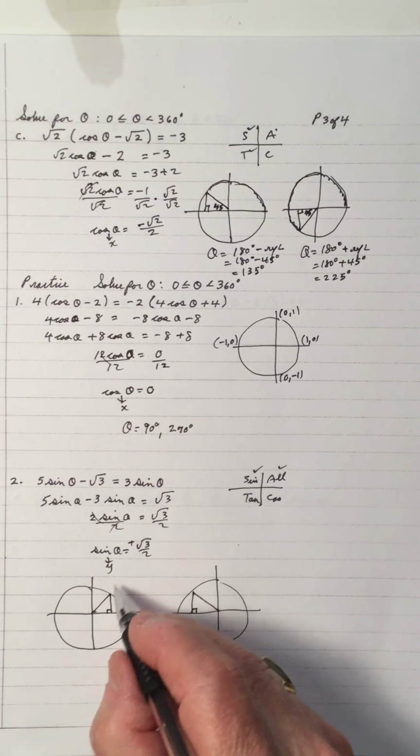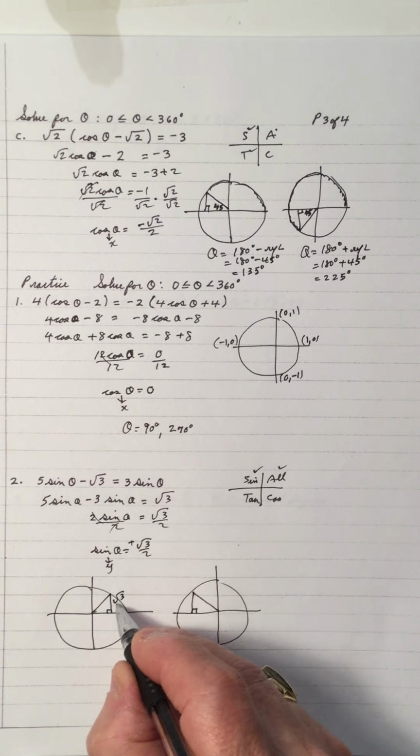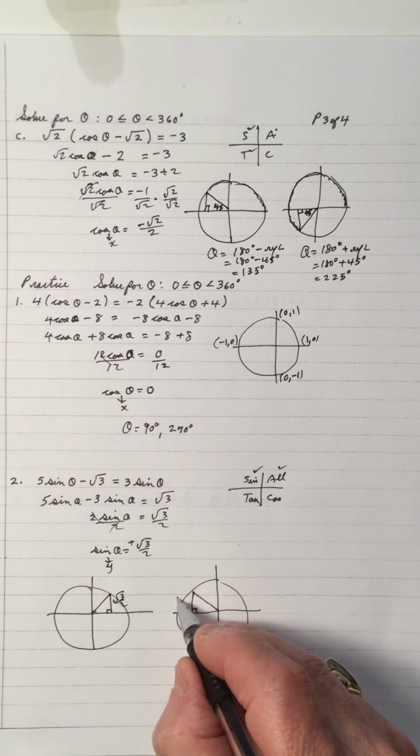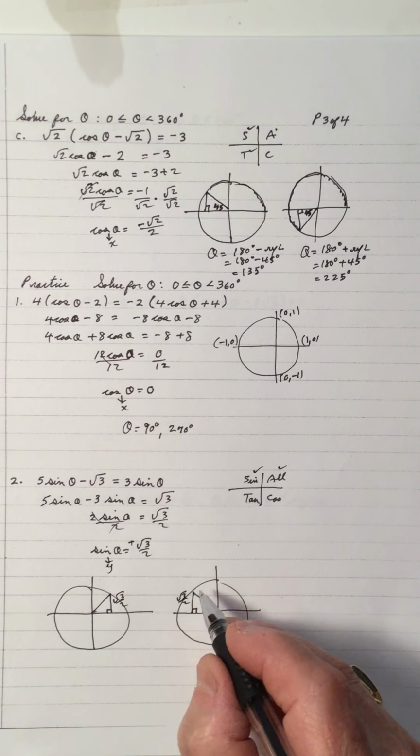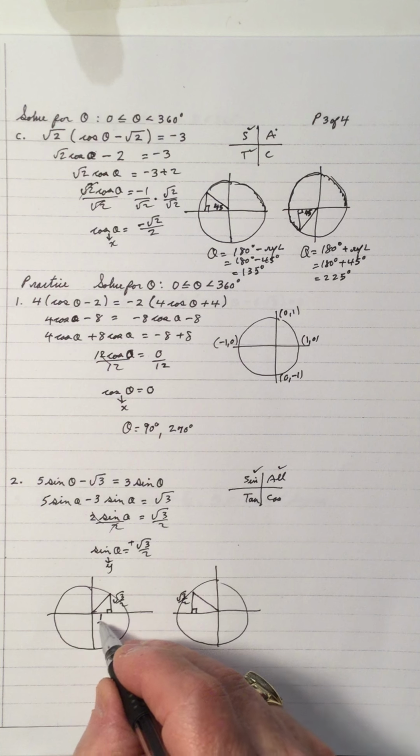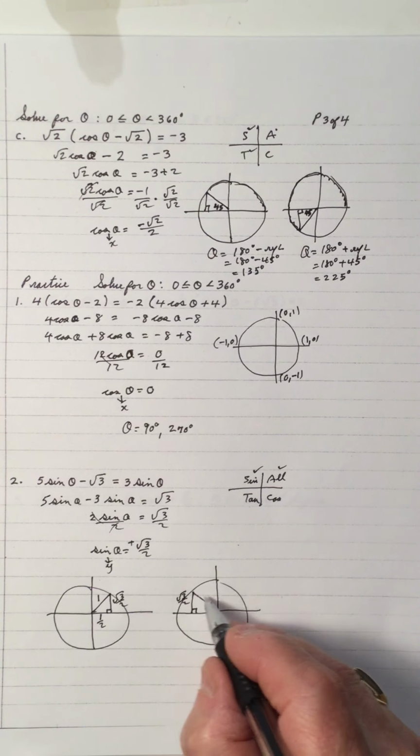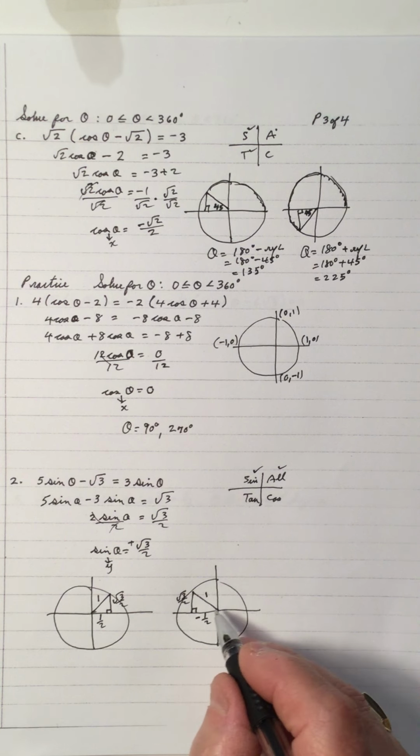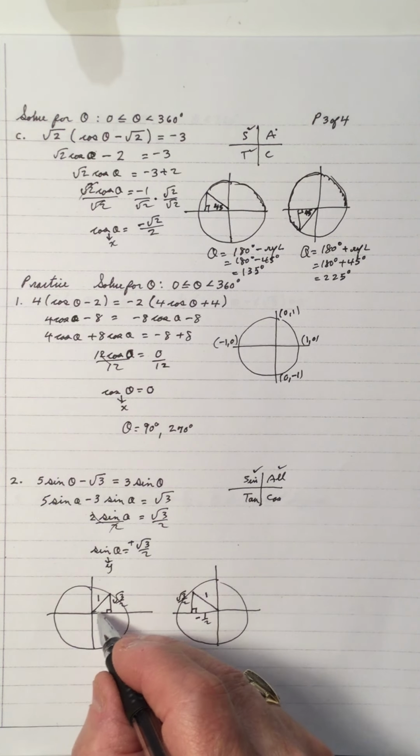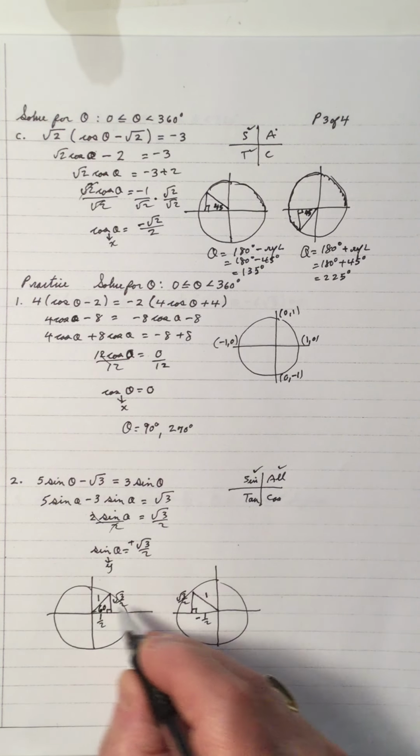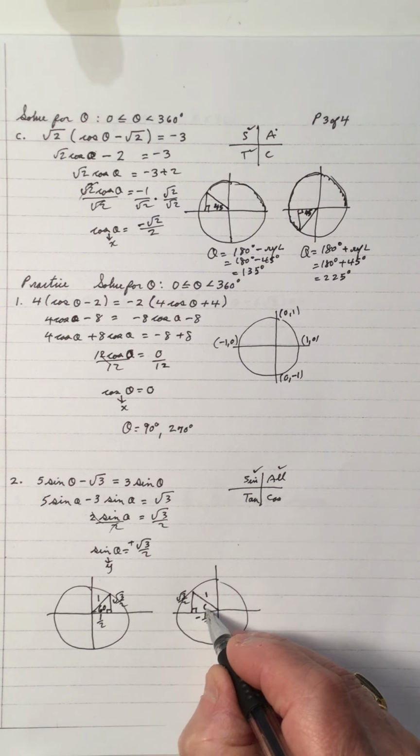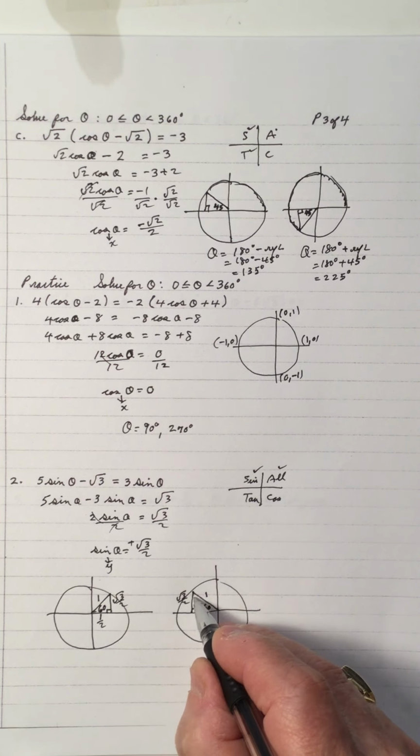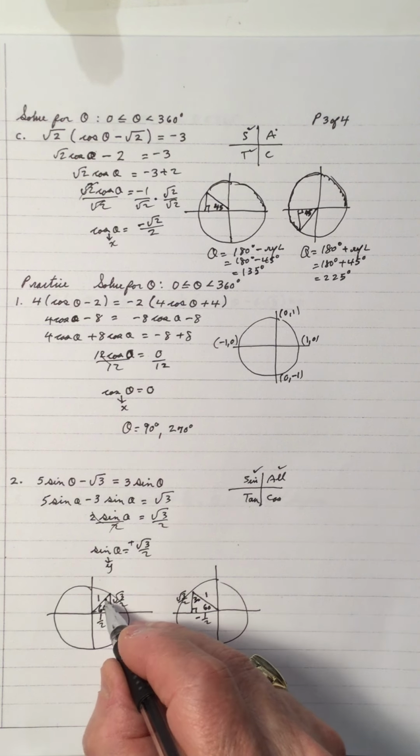And sine is the y, so the y is root 3 over 2 for both of these diagrams, both quadrants. That's a half. Hypotenuse is 1. This is a half, but it's negative in the second quadrant. And opposite the root 3 over 2 is a 60. So if that's a 60, this is a 30, and this is 30.